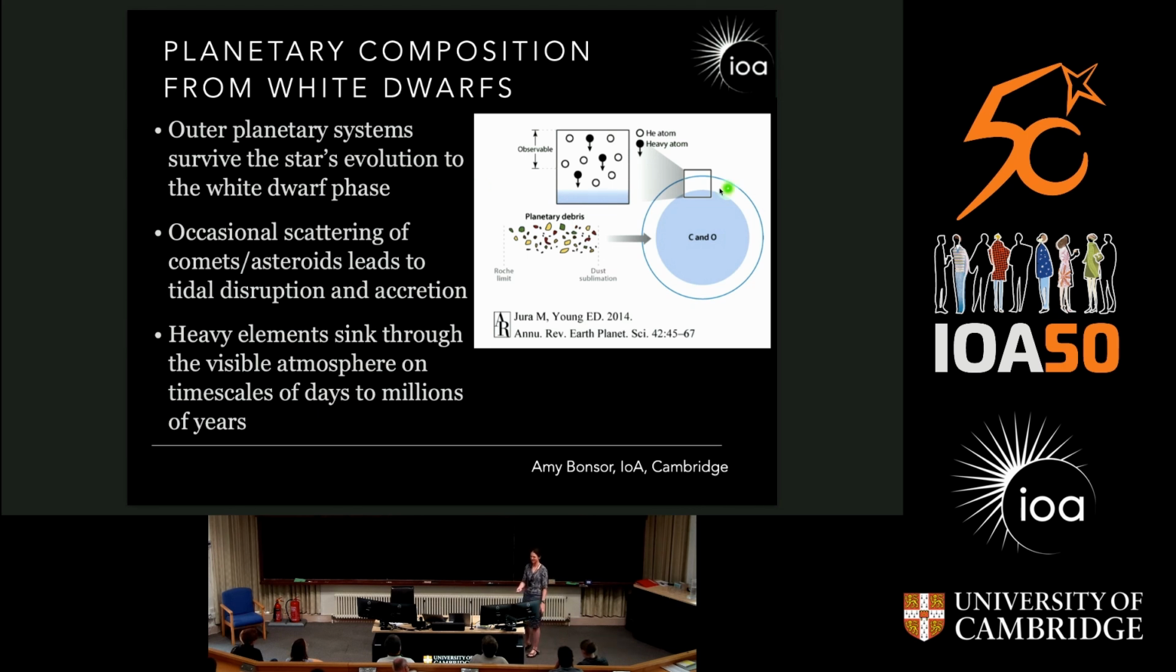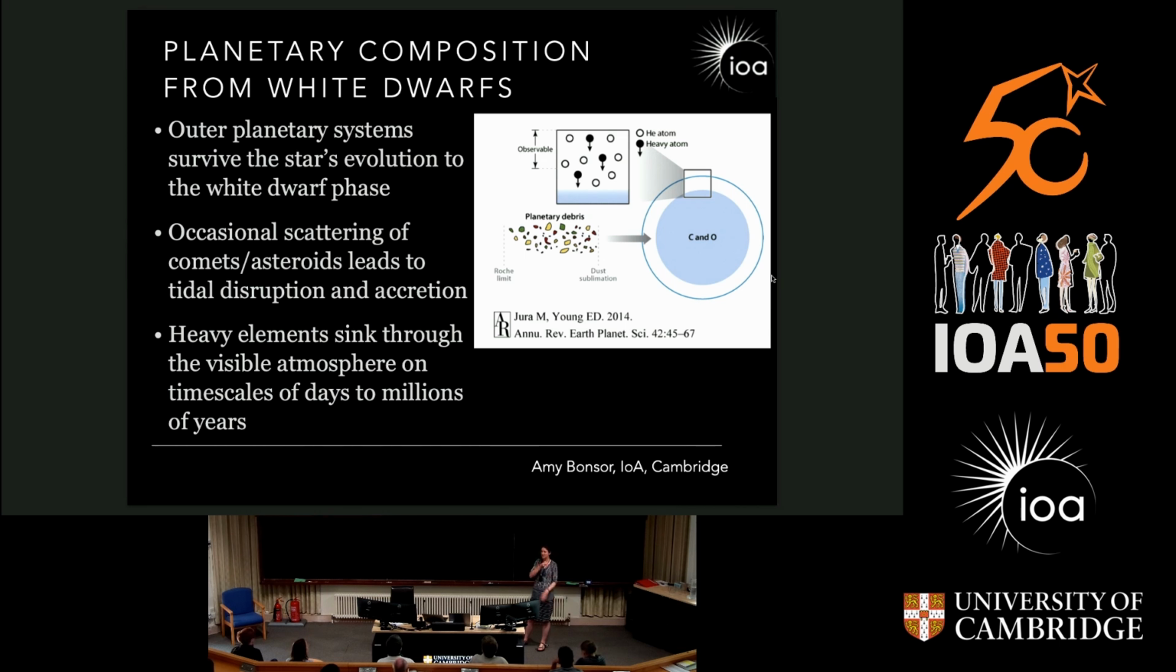So here we can see the atmosphere is on the order of tens of kilometers thick. And anything heavier than hydrogen or helium in the atmosphere of that white dwarf sinks out of sight on timescales that we can estimate theoretically of days to millions of years for the coolest white dwarfs. And so we expect white dwarfs to have these pure hydrogen-helium atmospheres.